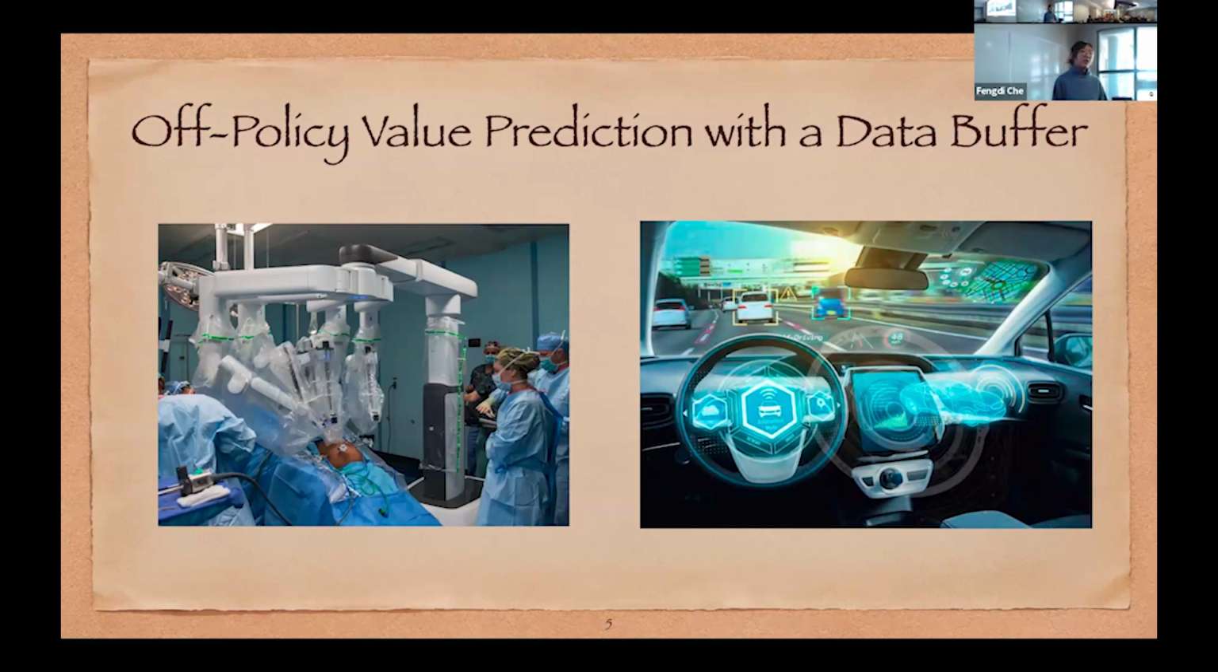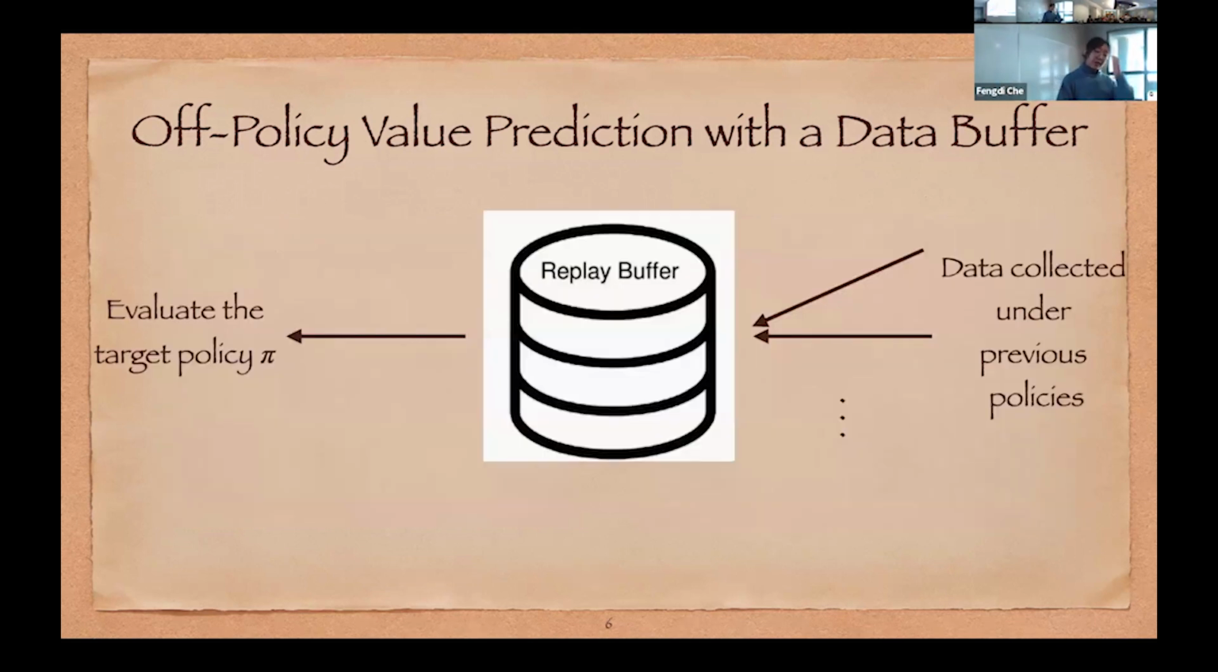It is also important for other real-world applications, including surgical robots. And it's also very important even for RL itself, learning online. We can use an experience replay buffer. We will have data collected from previously learned policies, and we will reuse those data to evaluate the newly learned policy.